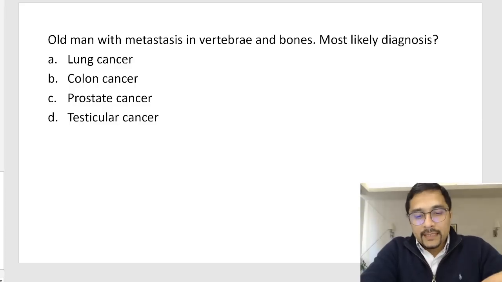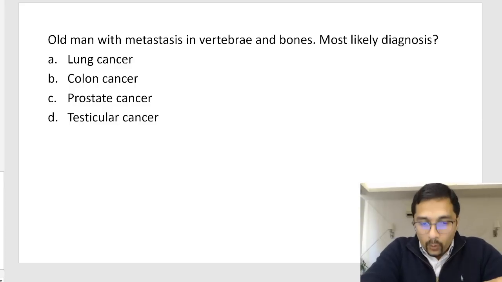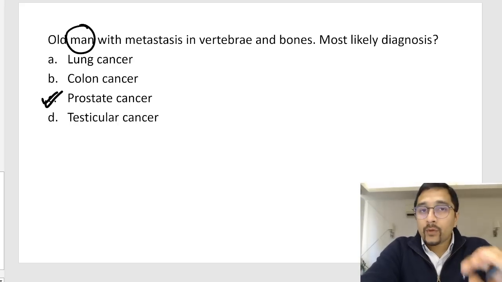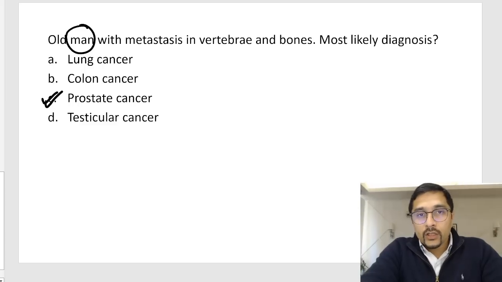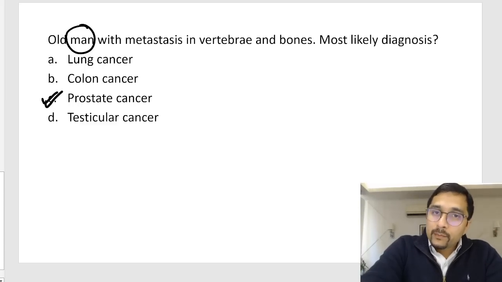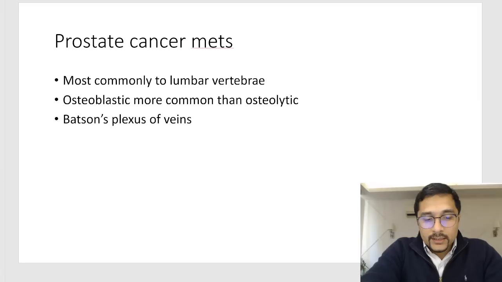Old man with metastasis in the vertebrae and bones. Old man with mets in vertebrae and bones, it is most likely to be prostate cancer. Had this been a female with mets in the vertebrae and bones, we would have marked breast cancer. Here it is prostate cancer.